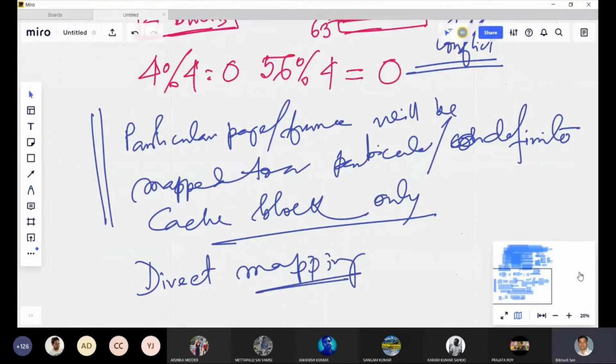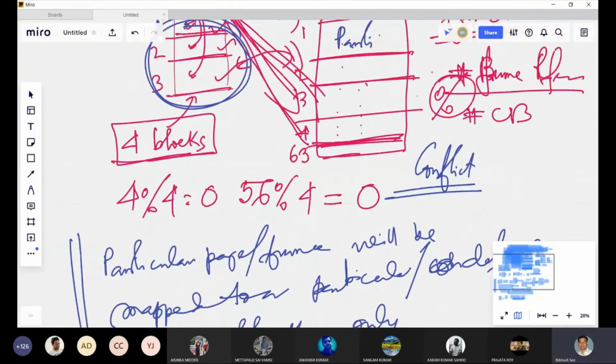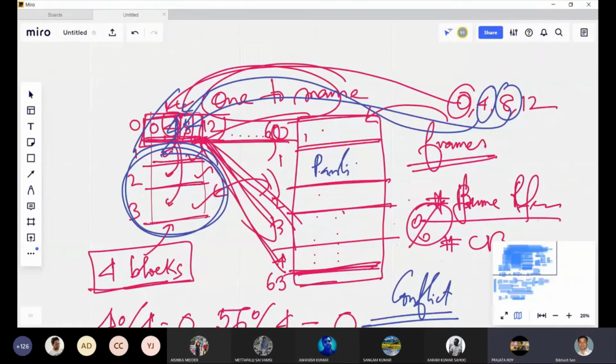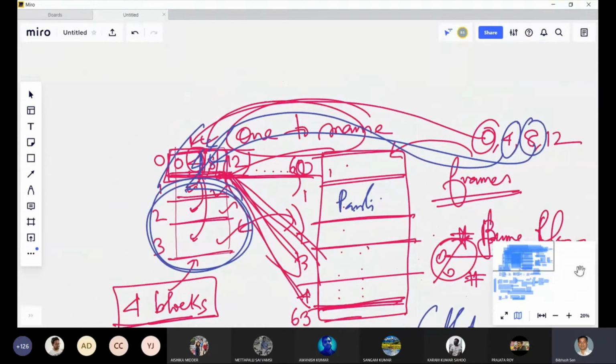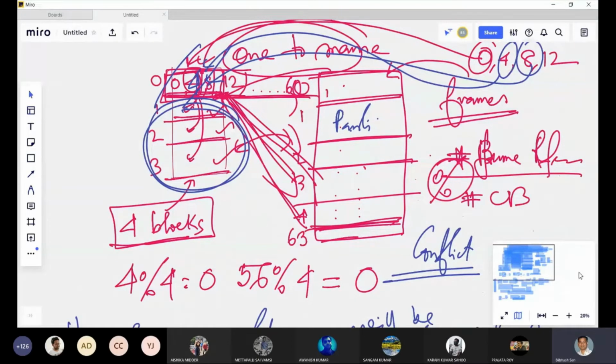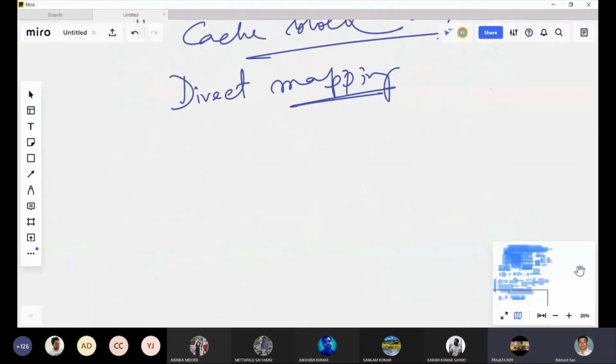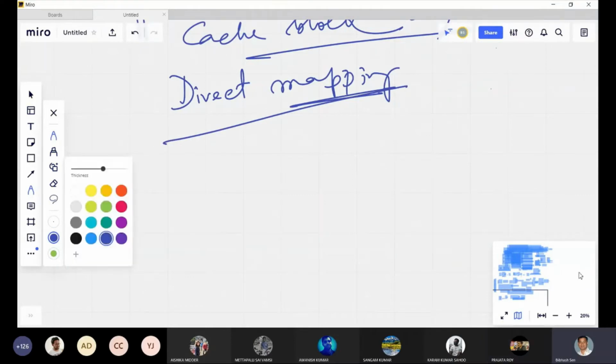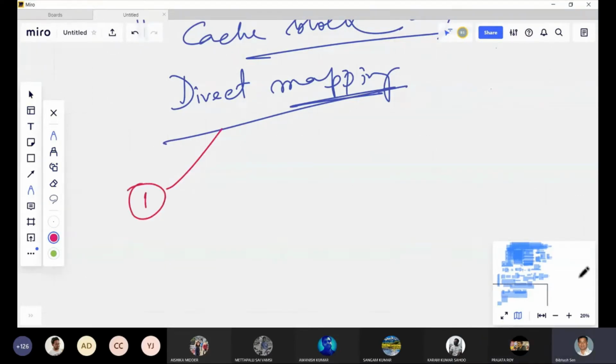Why direct? Now it is clear. It is called direct mapping because we never find that 0 will stay here and 4 will go there. No, they will take the same individual location. So it is very important for all of us to understand what the drawbacks and what the advantages of direct mapping are.